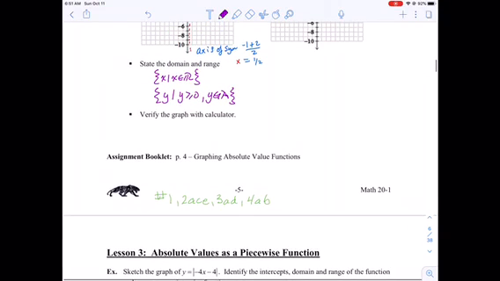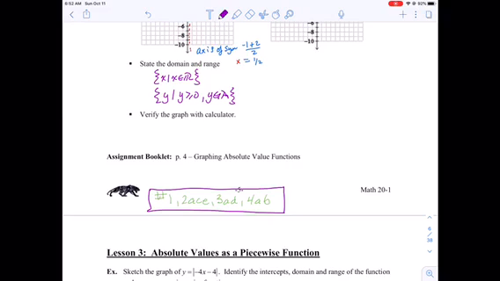So if you're looking for which questions to do, I don't think you need to do all of them. If you want to do all of them for extra practice, go ahead. But I think at a minimum you should do these questions down below: 1, 2ACE, 3AD, and 4AB. Good luck, and if you have any questions or concerns, please do not hesitate to contact me. Thank you.